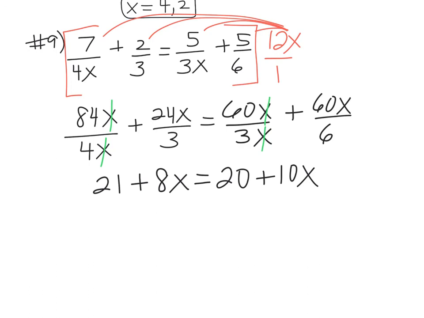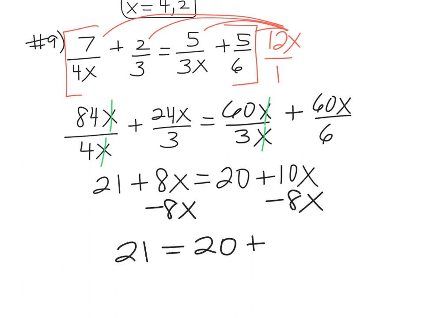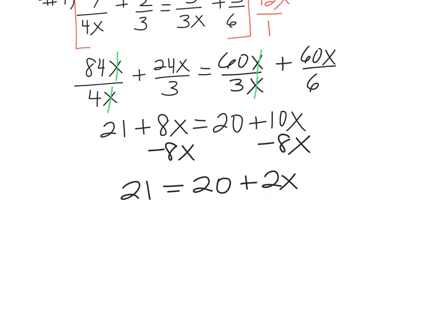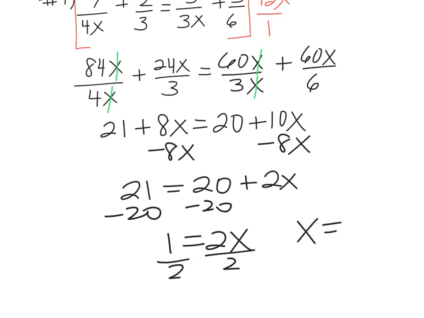We did this at the beginning of the school year. I would start by subtracting 8x to the other side. 21 equals 20 plus 2x. And then subtract 20 over to the other side. 21 minus 20 is 1 equals 2x. Finally, divide by 2, x equals 1/2.